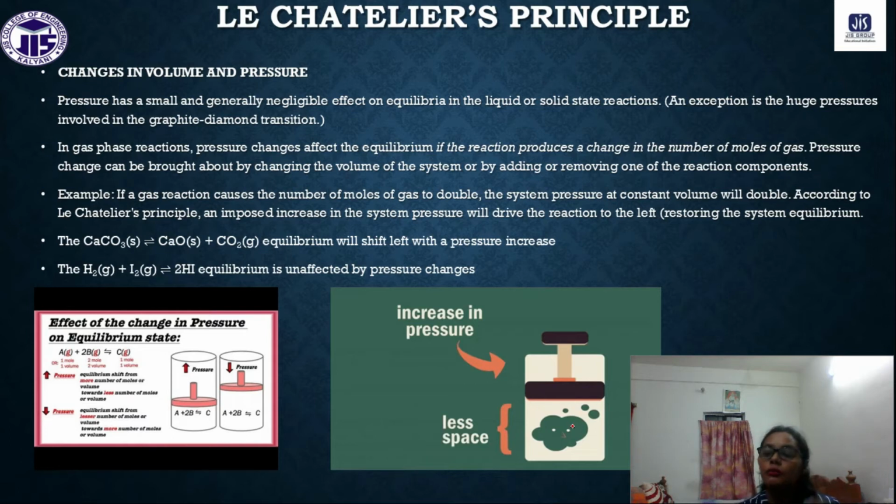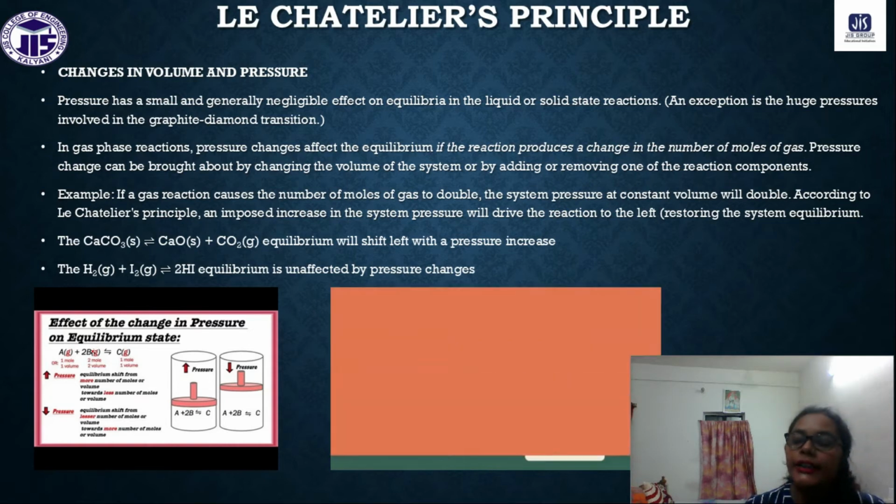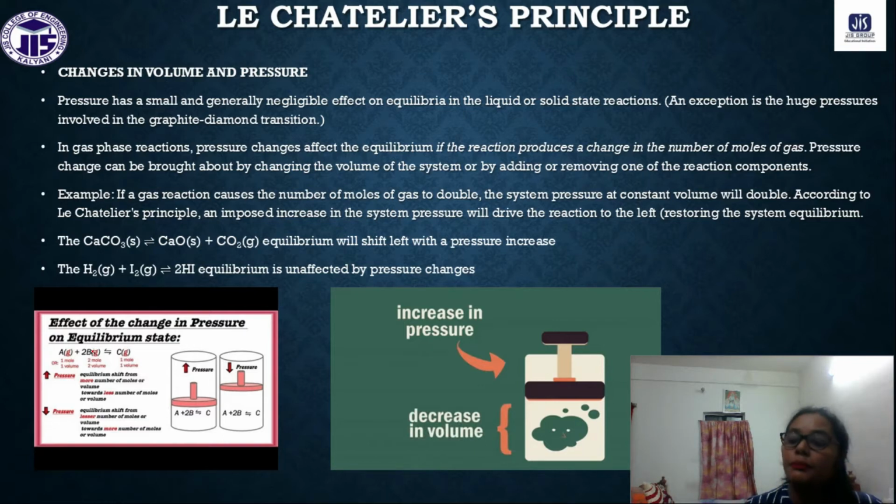If the volume decreases, that means there will be less space to accommodate the particles. If there is less space, that means a smaller number of particles can remain in that very small space. So what will happen? The reaction will go in the direction where fewer molecules are produced, and thus chemical equilibrium will be maintained.